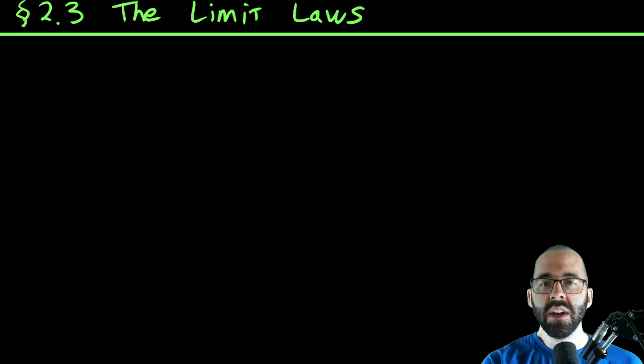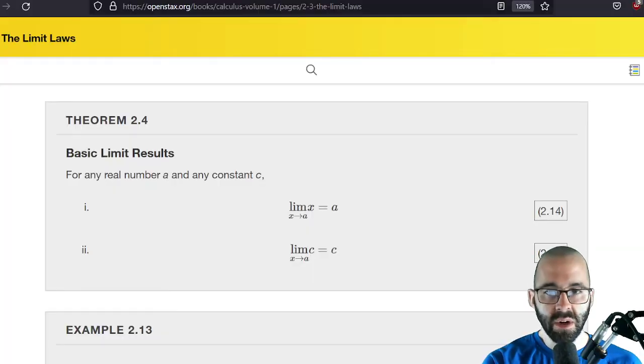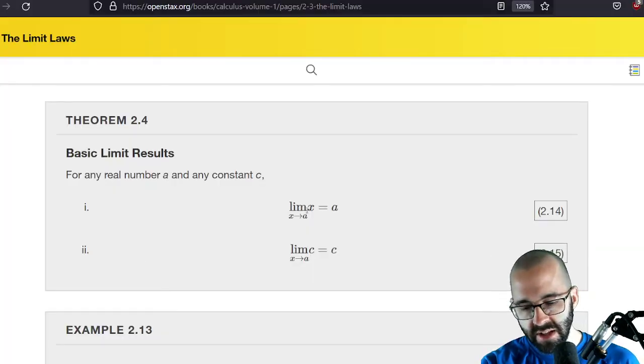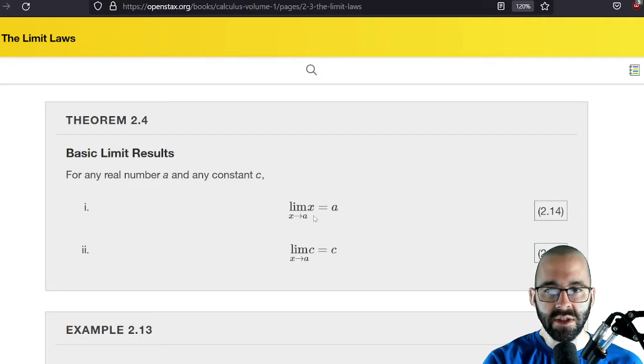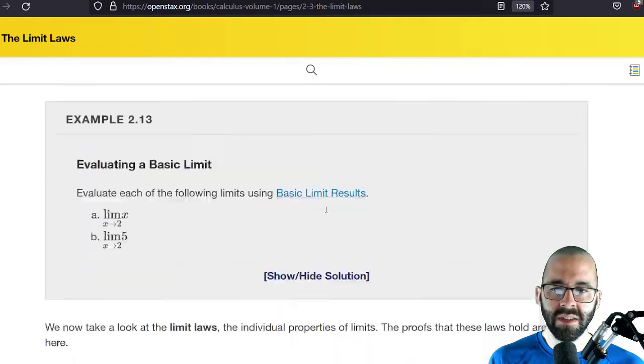So we've done two of them before, right? We've looked at these two in the last section. The limit of a variable as that, right? The limit of an input as the input approaches a number is just going to be that number. And the limit of a constant function is just itself. We've done these ones before, okay?